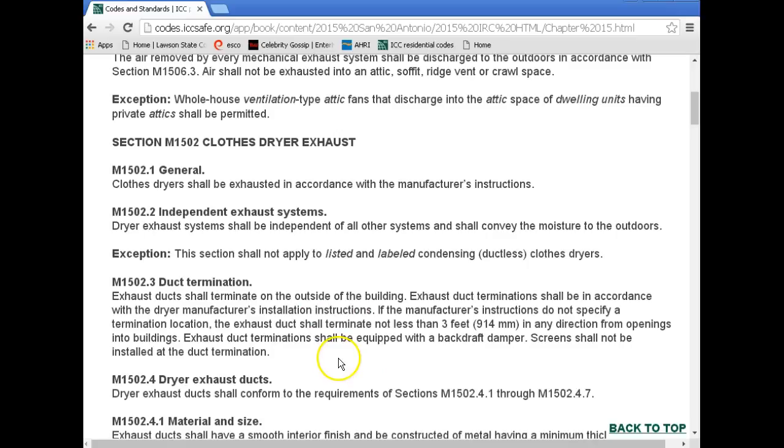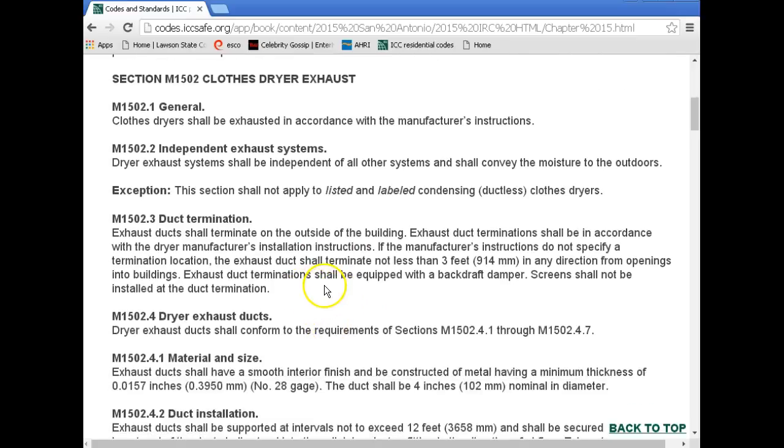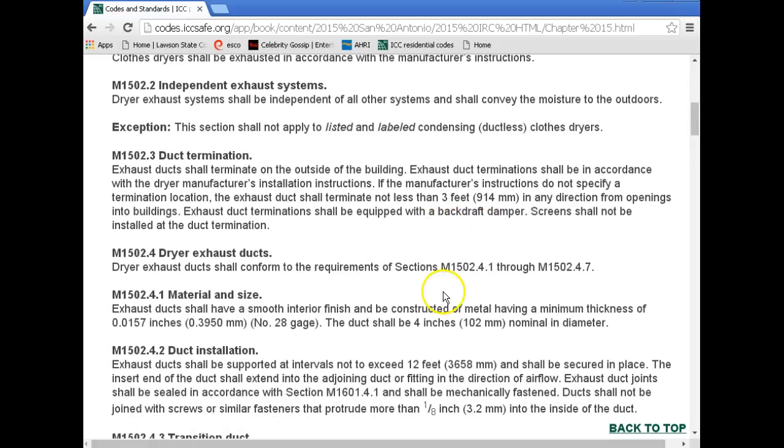Okay, clothes dryer duct termination. Exhaust ducts shall terminate on the outside of the building. Exhaust duct termination shall be in accordance with the dryer manufacturer's installation instructions. If the manufacturer's instructions do not specify a termination location, it shall terminate not less than 3 feet in any direction from openings into the building. We don't want to get that stuff back in. Exhaust duct termination shall be equipped with backdraft dampers. Screens shall not be installed at the duct termination. Okay.